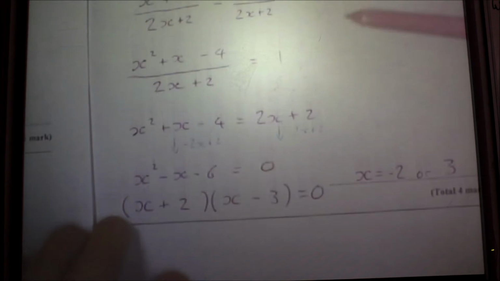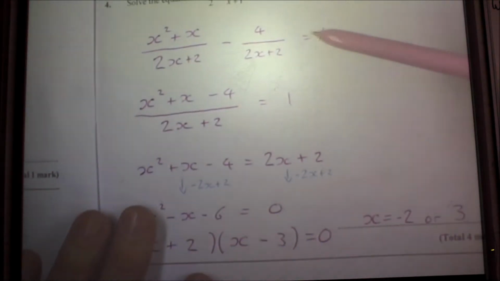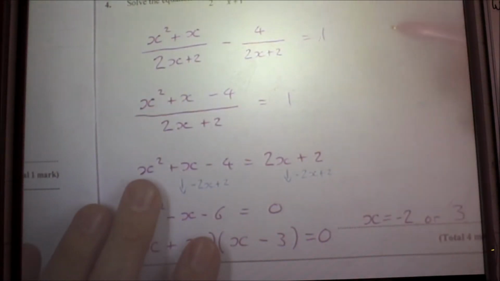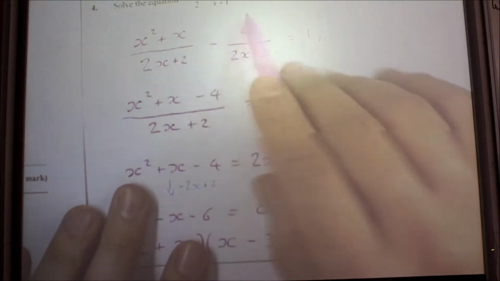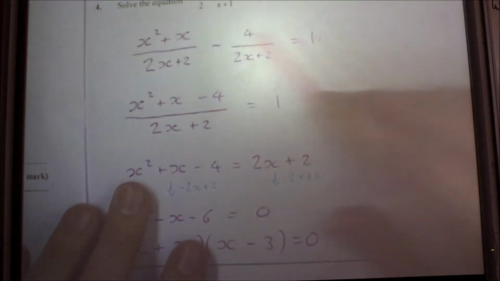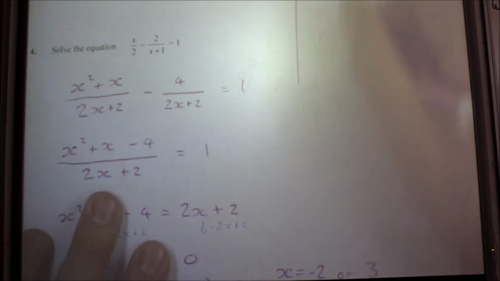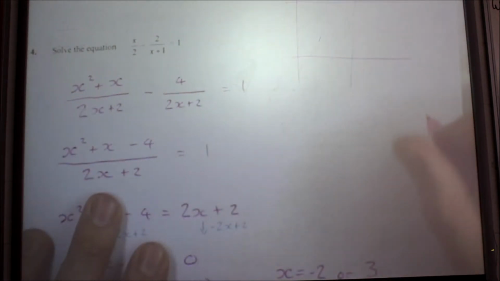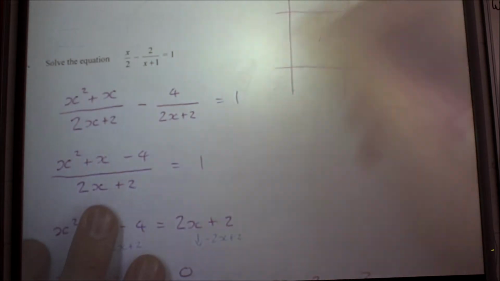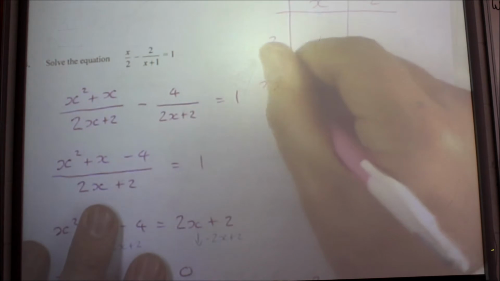Question 4, solve the equation. Here you go. What I've done, I've cross-multiplied. If you like, you can use that grid method we do to get the bottom number the same. I'll just quickly show you how to do that in case you're not sure. This is what we mainly use with the younger students, but feel free to use it if you want. You can do x over 2 and 2 over x, add 1.